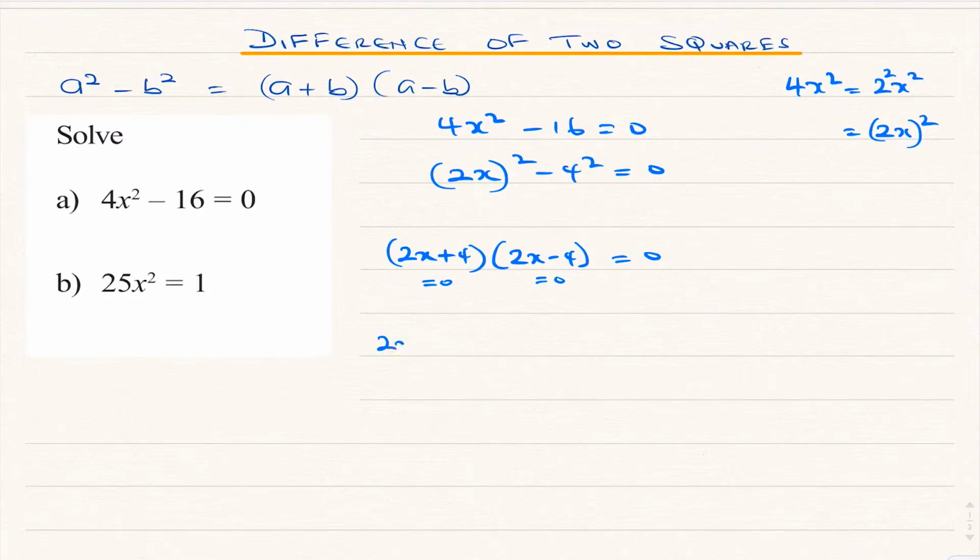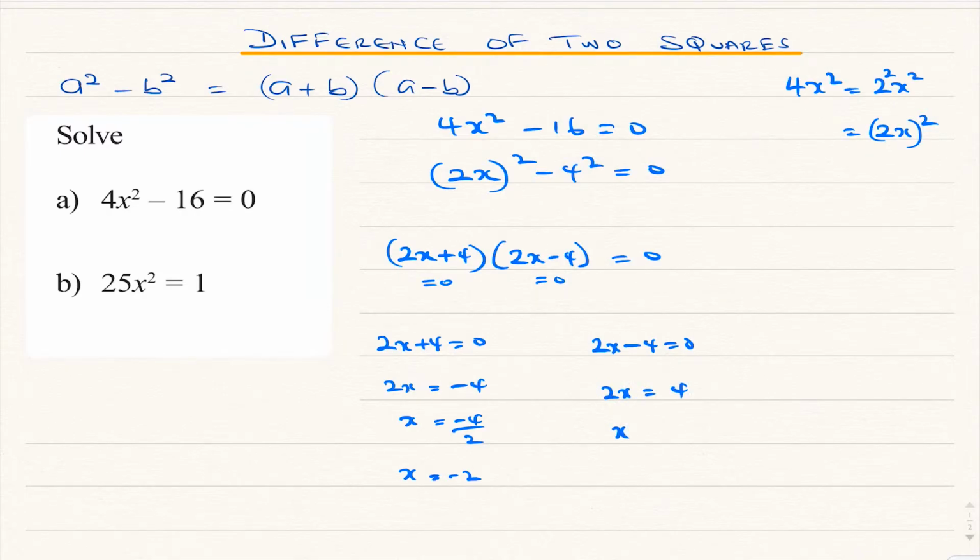And therefore 2x plus 4 equal to 0. 2x equals minus 4. x equals minus 4 over 2. x equals minus 2. And the other one is 2x minus 4 equal to 0. 2x equals 4. x equals 4 over 2. x equals 2. So those are the solutions.